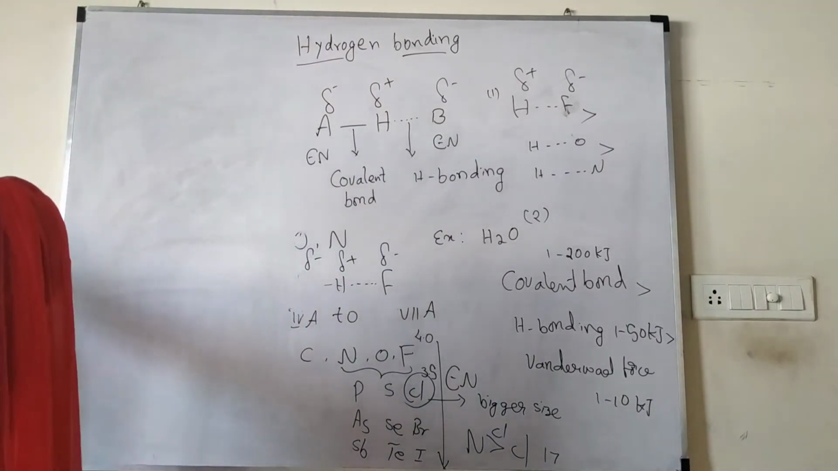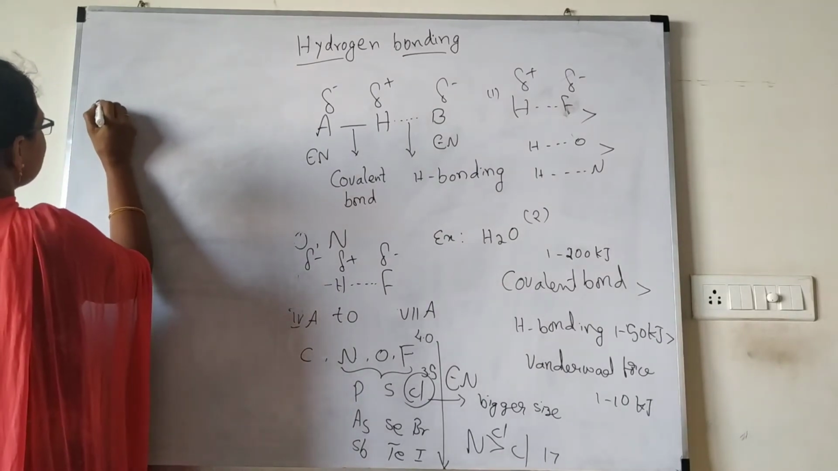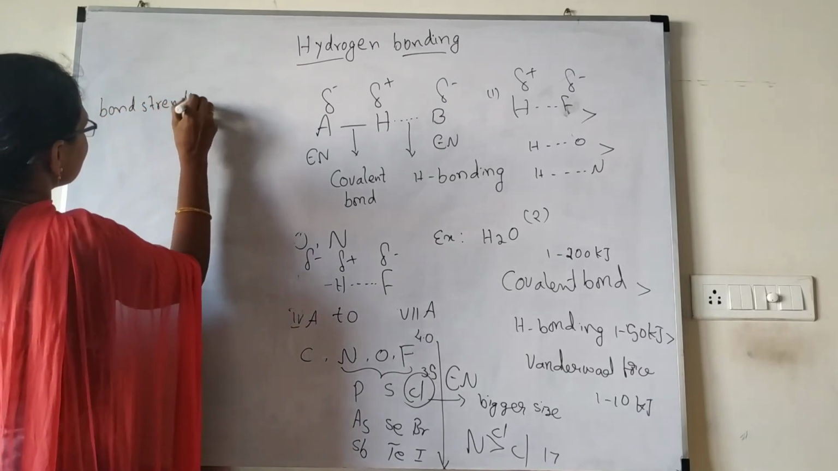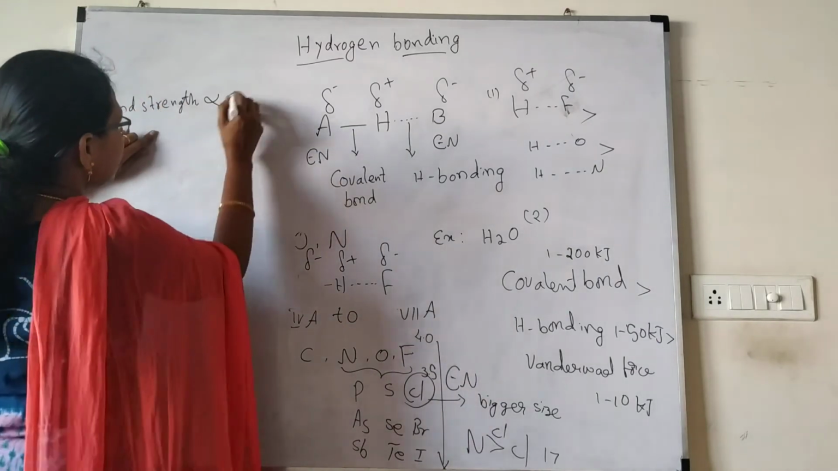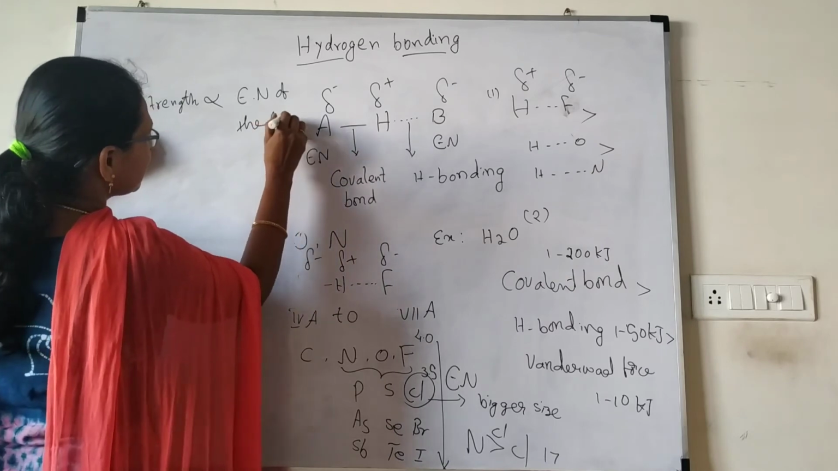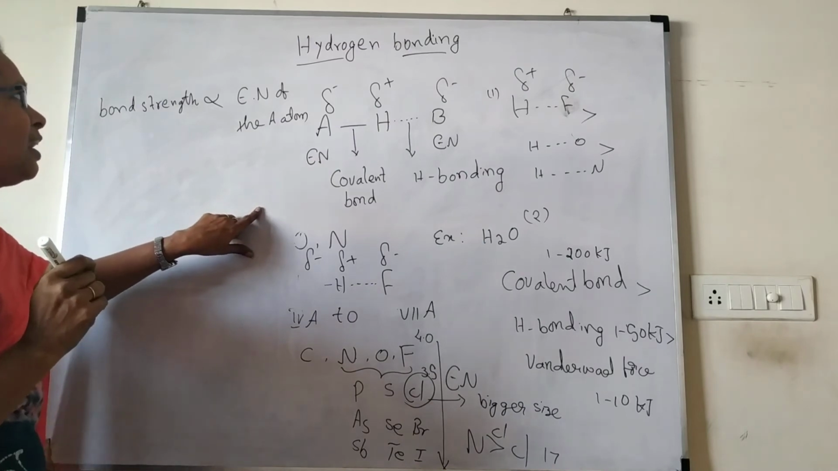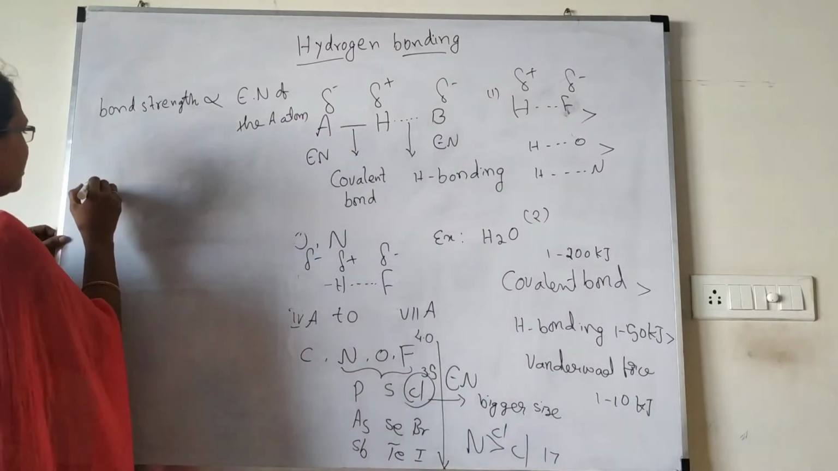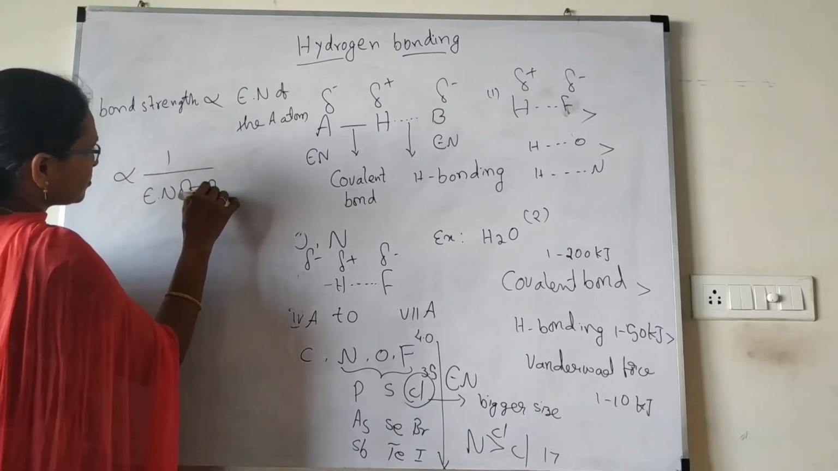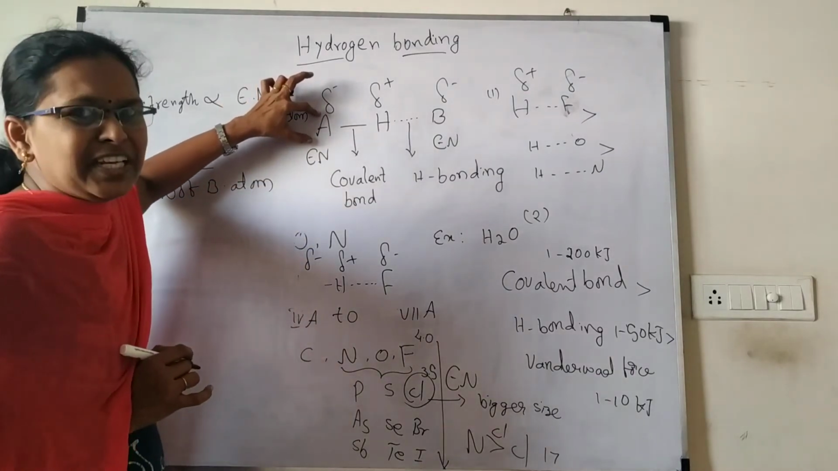Then another one: what about the strength of hydrogen bonding? Hydrogen bond strength is directly proportional to the electronegativity of the A atom, and inversely proportional to the electronegativity of the B atom. Inversely means the electronegativity of the B atom. This we can say. Because for the A atom's electronegativity, we need not worry.